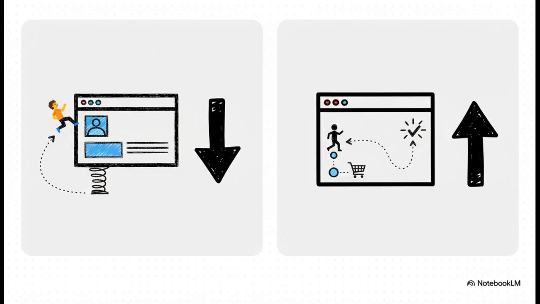First, you have your bounce rate. That's the percentage of people who show up on your site, take one look, and leave immediately. You want that number to be as low as possible. Then you have the opposite, your conversion rate. That's the percentage of people who actually do the thing you want them to do. You want that number to be as high as possible. They're two sides of the same success coin.